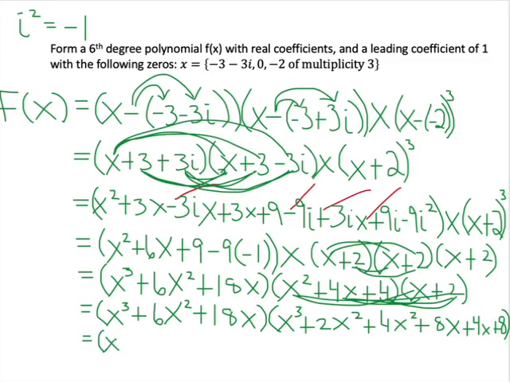So this gives me x cubed plus 6x squared plus 18x, and then we have that times x cubed plus 6x squared, because we have a 2x and a 4x squared. So that's 6x squared. And then we have 8x plus 4x is 12x plus 8.